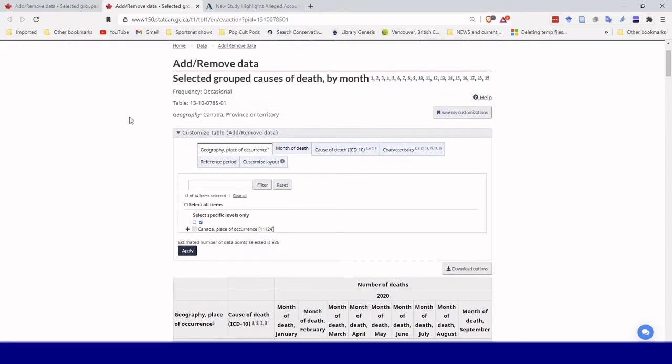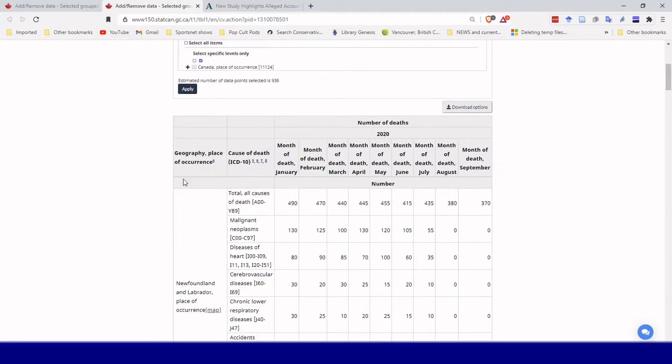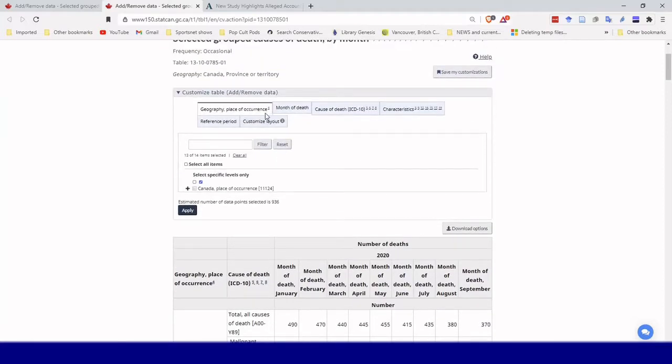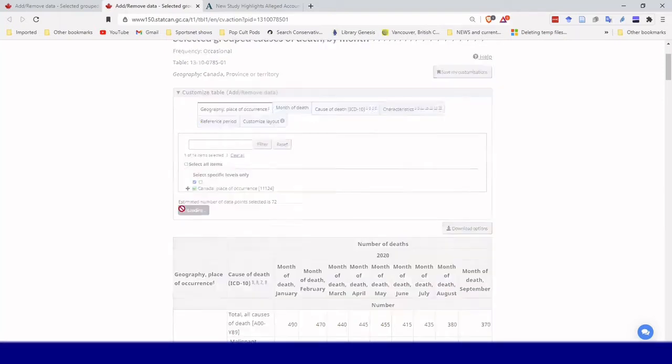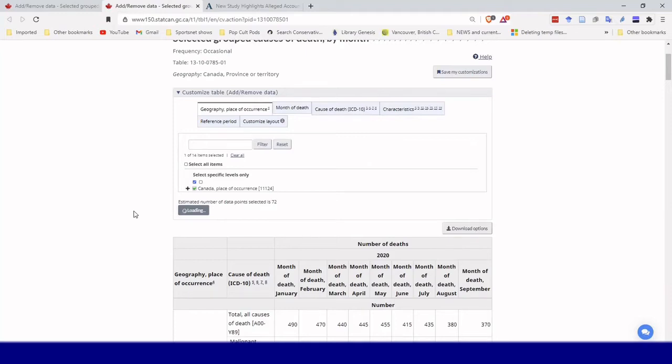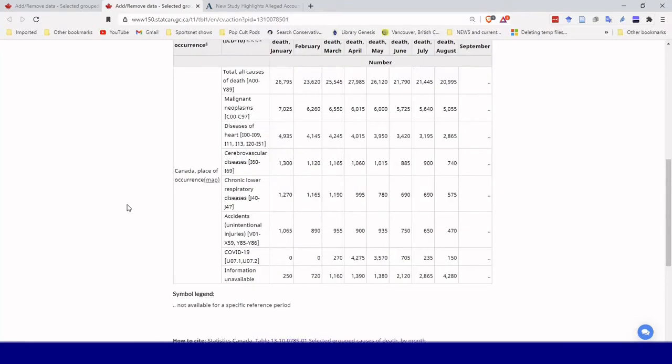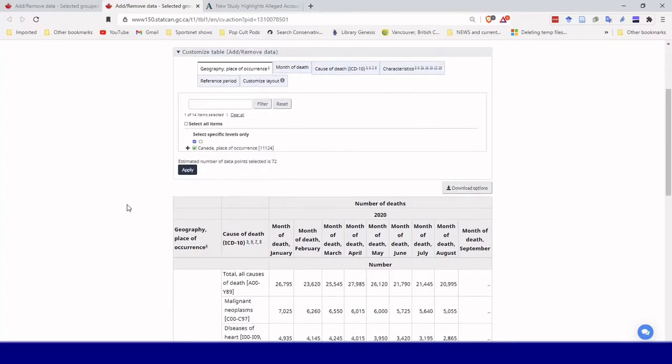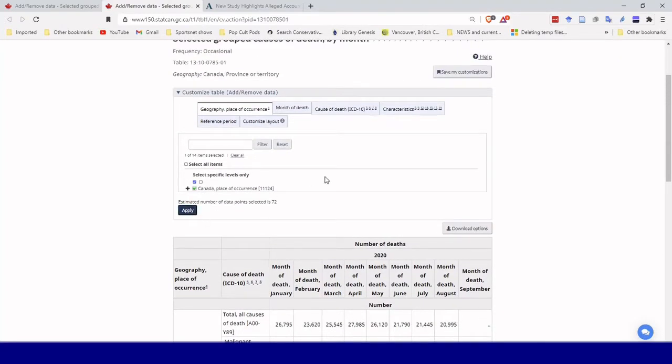This is called Selected Grouped Causes of Death by Month. I made some changes here. As it came up, it was all provinces. So I went through, it said geography, so I chose Canada, and I unclicked here so that this would only give me Canadian data. Of course, there's no reason you can't do this for all of the provinces. In fact, that might be a useful thing for others to do, but that's not what I did. So month of death is good. For causes of death, I went here and I made sure it was everything, all causes of death.